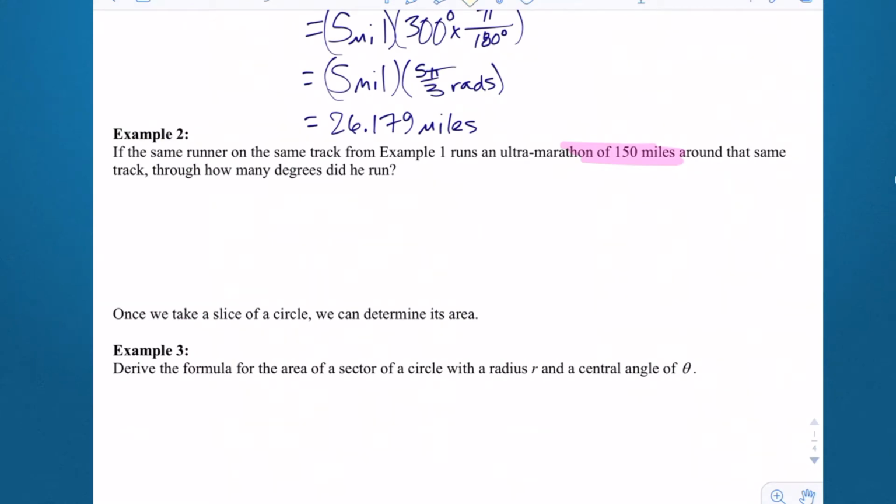We have the runner from example 1. Y'all remember that guy? He's now running along the exact same track. You remember the track? But now he's running an ultramarathon of 150 miles. We want to know now through how many degrees did he run? And that's not outdoor temperature degrees. We want to know rotationally through how many degrees did he run. On your mark, get set, go.